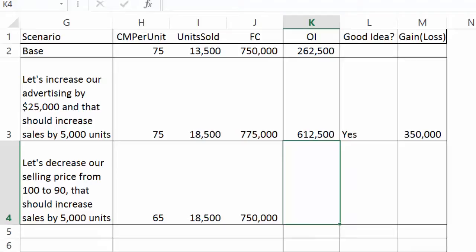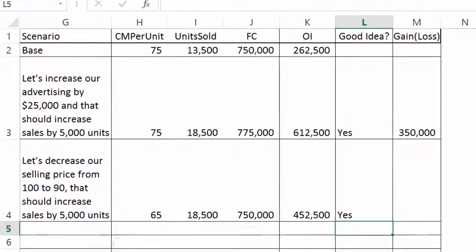So is this a good idea? Let's go ahead and copy our formula. And it looks like yes, it is also a good idea.